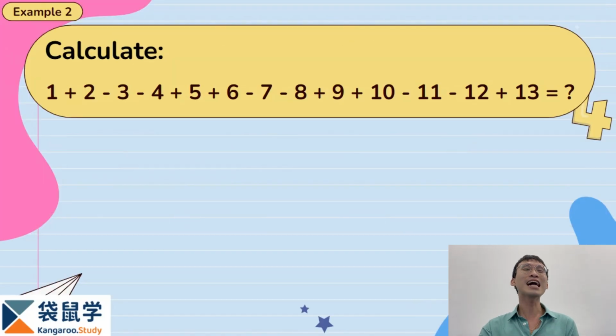Now, let us move on and look at example 2, which are the first 13 numbers of our main problem. So we have 1 plus 2 minus 3 minus 4 and so on all the way until minus 12 plus 13. How can we group these numbers so that we can make the long calculation easier?